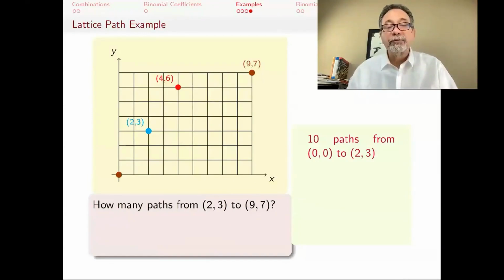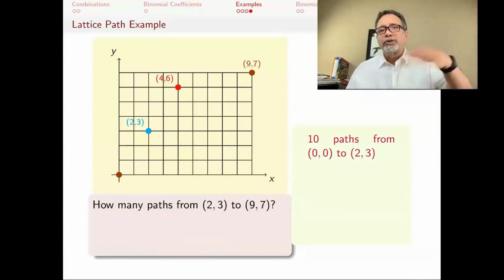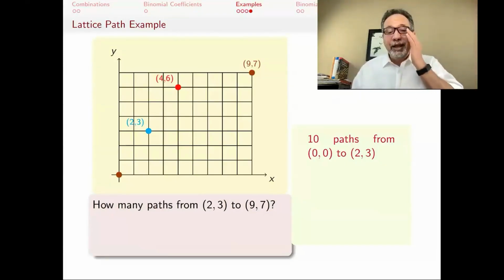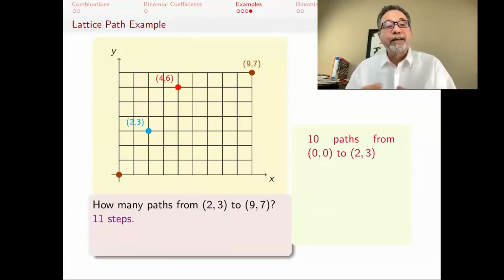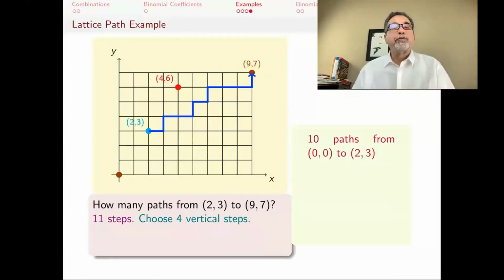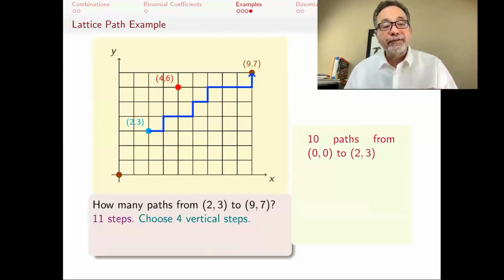Now, how many paths from 2,3 to 9,7? Forget 4,6 for now. Just how many paths from 2,3 to 9,7? Again, same thing. How many total steps do we have? We have 11 steps: 7 horizontal steps and 4 vertical steps. Here's an example of such a path. I'm going to pick the vertical steps. Where are those 4 vertical steps going to come? In the example here, the first vertical step is the 2nd step, then the 5th step, then the 7th step, and the last step.